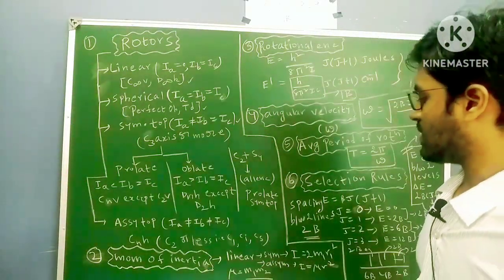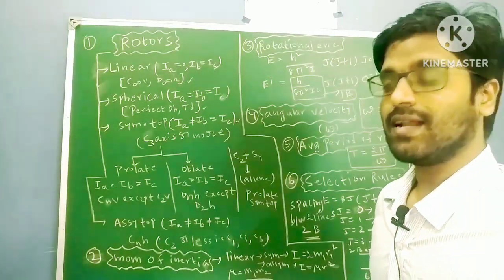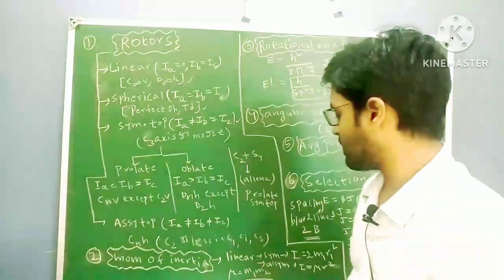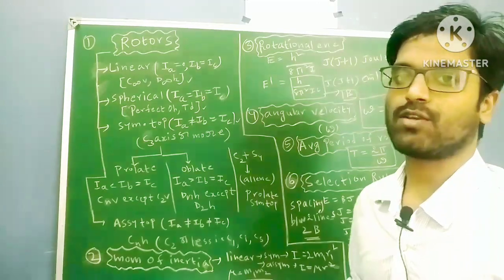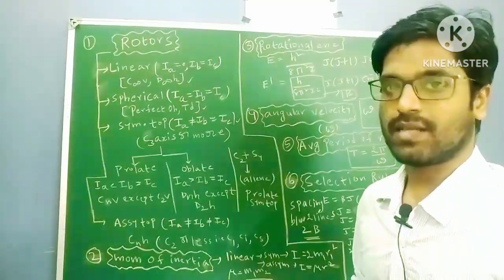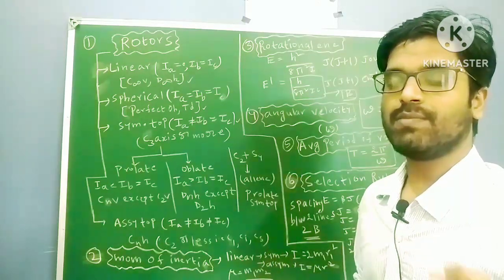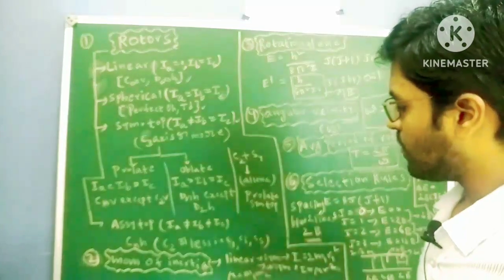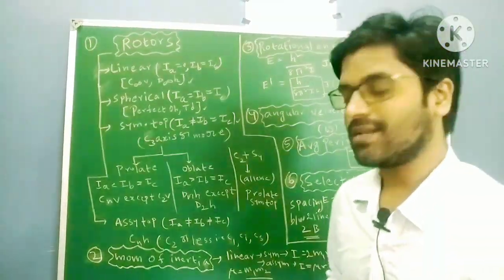In moment of inertia, the first case is if your molecule is linear. Linear molecules are of two kinds: the first is the symmetrical linear molecule, and the second is the asymmetrical linear molecule. For example, the CO2 molecule is a symmetrical linear molecule. If you divide this molecule into two equal halves, you get similar things on both sides, so it has a plane of symmetry. CO2 has a plane of symmetry, so it is a symmetrical linear molecule.